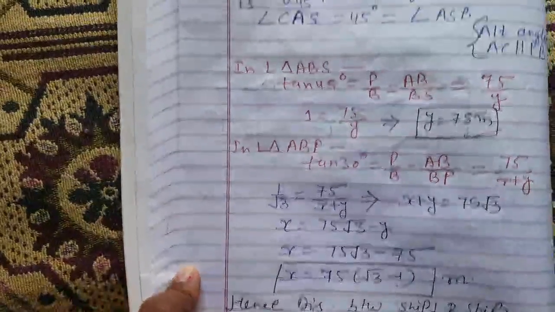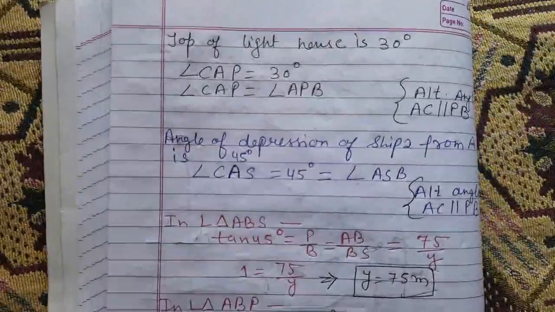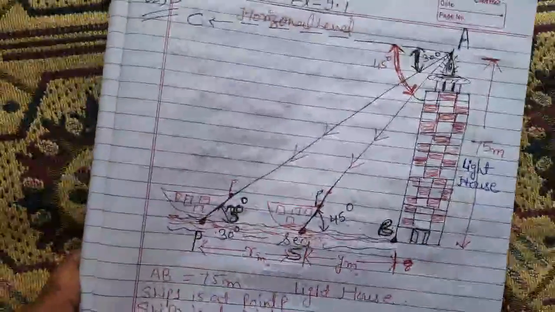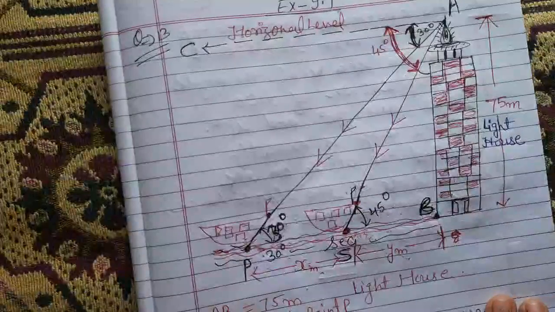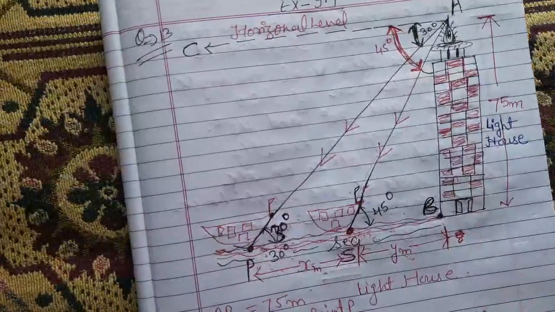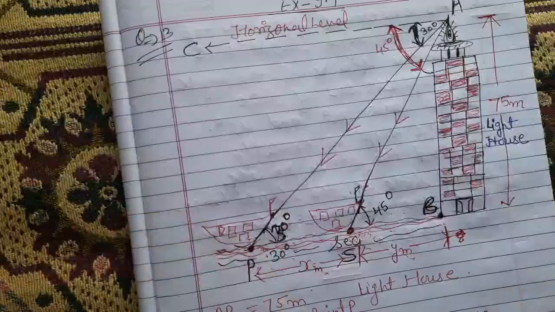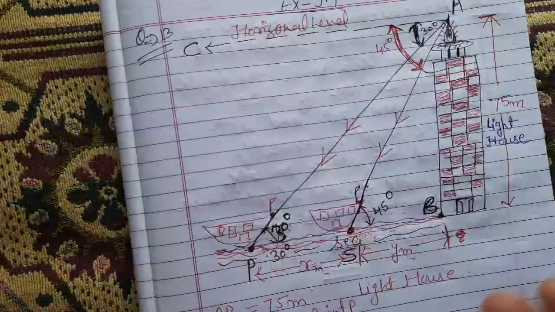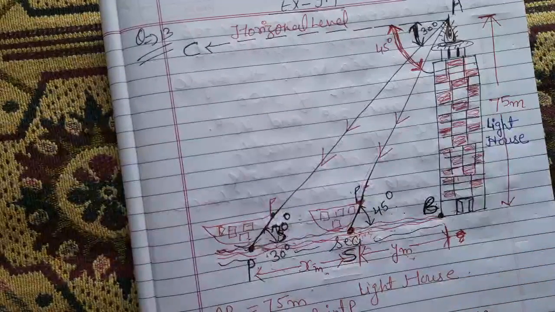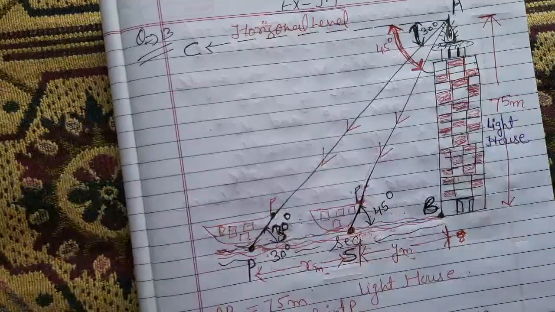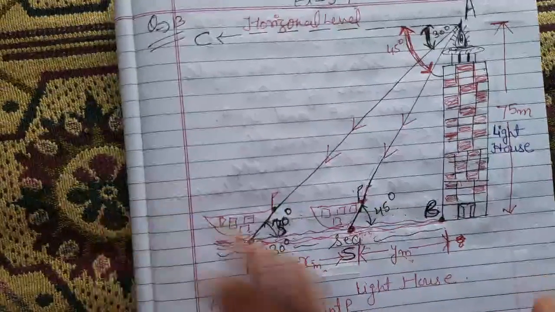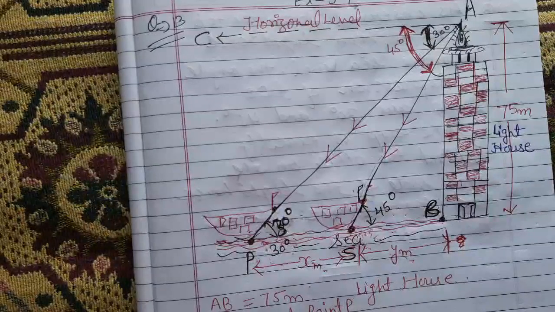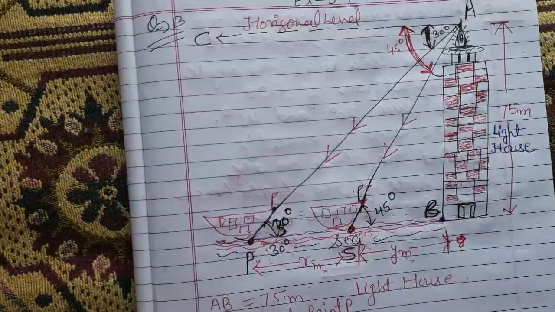So hope you have understood this question. In this question we have been given two angles of depression. So once you draw the diagram, it will not be a very big deal to solve it. In every question, generally we have to find the height of the tower, the height of the building, the distance between the foot and the point, or the distance between two persons. So generally we apply the trigonometrical ratio of tan. Okay, so that's it.